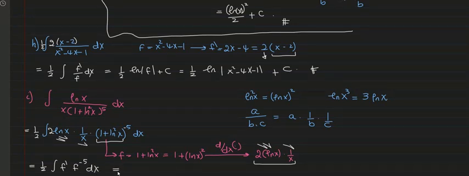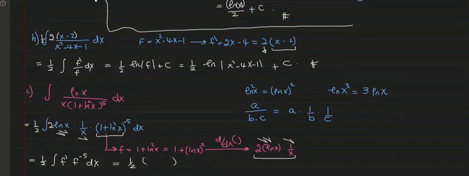And now we will consider the power, which is -5. Because it's not -1, we will just add 1 to the power, -5 plus 1, which is -4, right? And then over -4. So this is over the new power, which is -4, plus c. What do we put inside the brackets? It's the same function as it is in the problem without any change. So this is the solution.